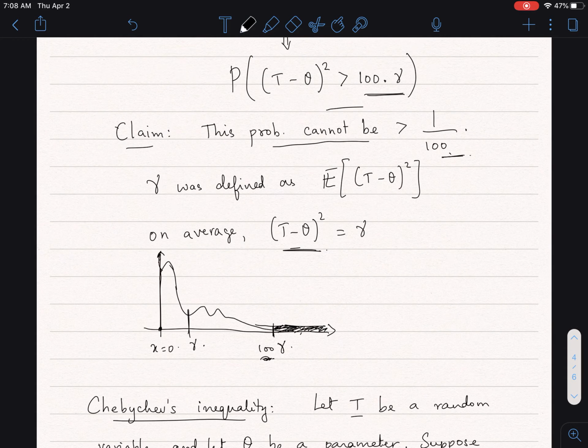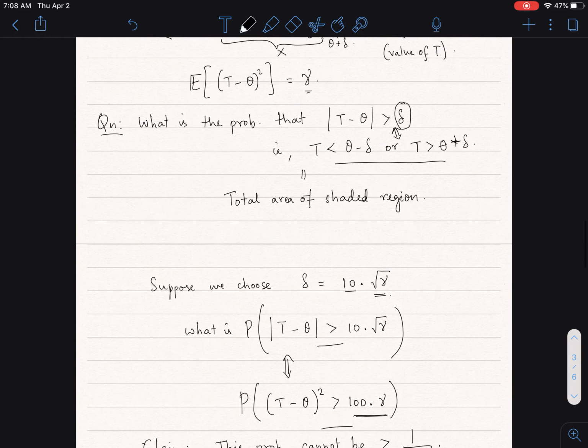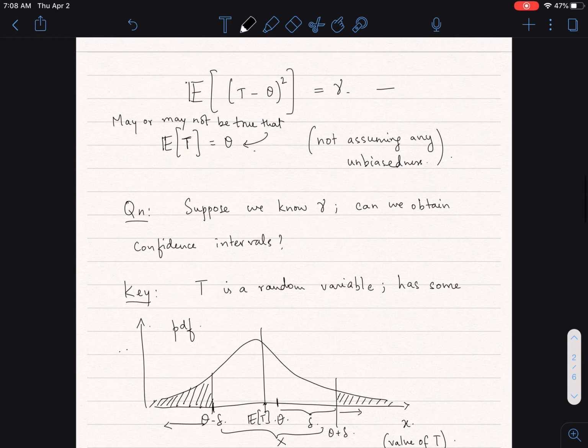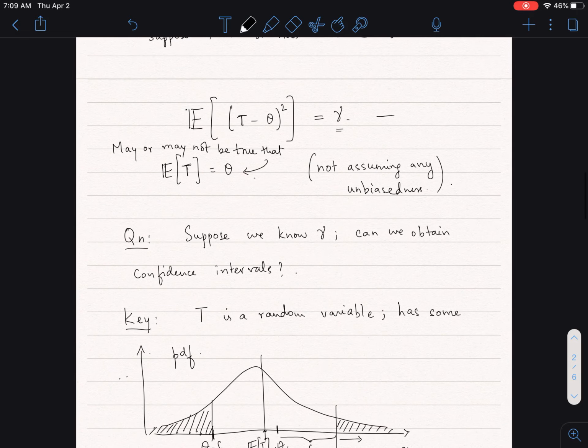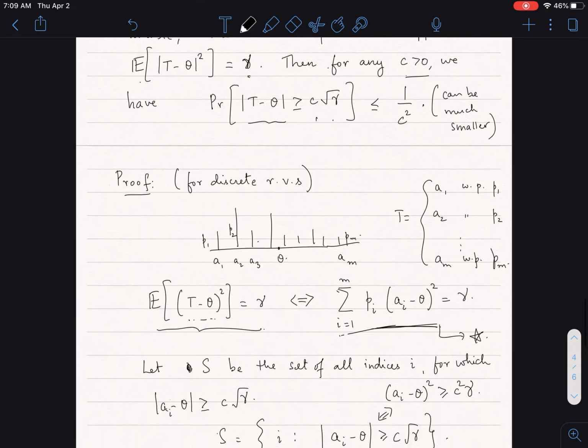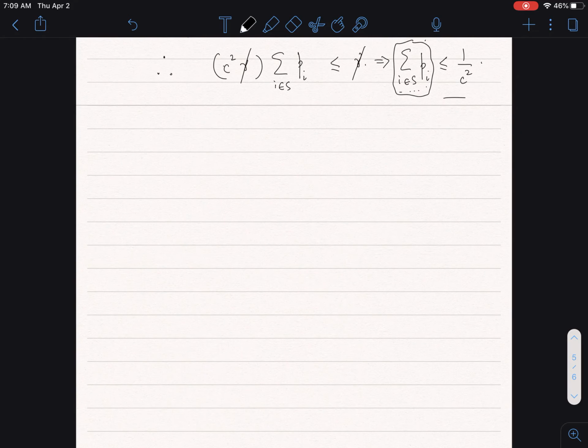Okay, so where did this all come from, right? So let's go back to where this came from. What we were asking is, suppose you know the mean squared error of some estimator t. Okay, so we know that the mean squared error is gamma, or we know that, let's say, it's smaller than or equal to 1 or something like this. Then we wanted to come up with confidence intervals, right? And I'd like to argue that this is exactly what Chebyshev's inequality gives us, right? So let me write it as a corollary of Chebyshev's inequality.